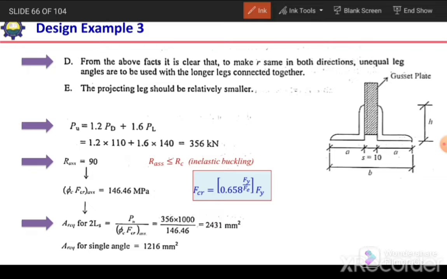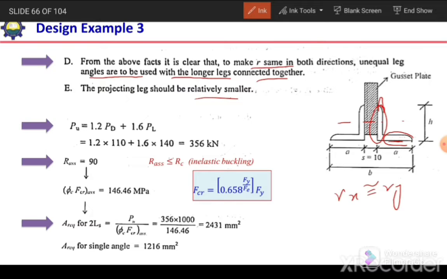So we can reread this statement. From the above fact, it is clear that to make R the same in both directions for the built up section, unequal leg angles are to be used with the longer leg connected together. So this leg should be larger than this one. The projected leg should be relatively smaller. If we select a section for which this connected leg is larger and this projecting leg is smaller, then Rx as well as Ry will be nearly the same.